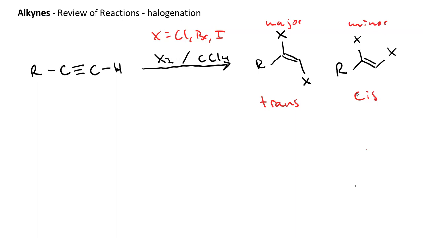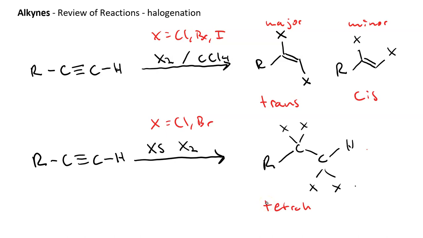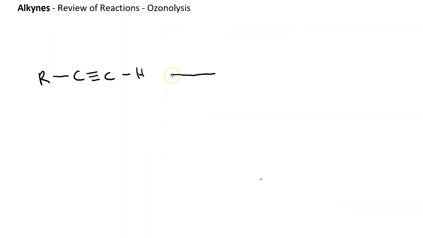If we use excess halogen, where the halogen atom is either chlorine or bromine but not iodine, we end up with an alkyl tetrahalide, where two equivalents of halogen molecule have added to replace both of the pi bonds. Ozonolysis of a terminal alkyne. First, you bubble ozone through solution, and then you work it up with water, and you end up with a carboxylic acid and carbon dioxide.